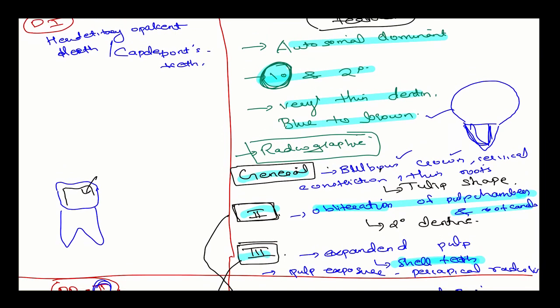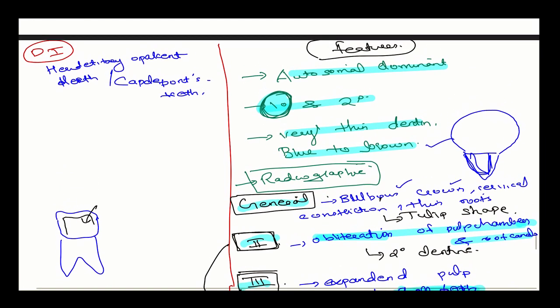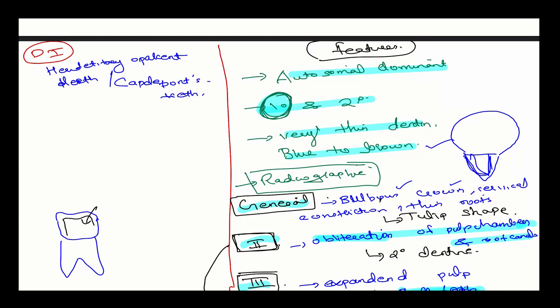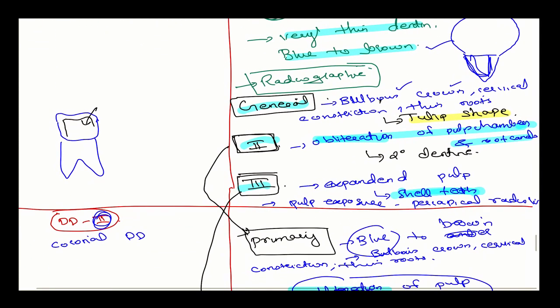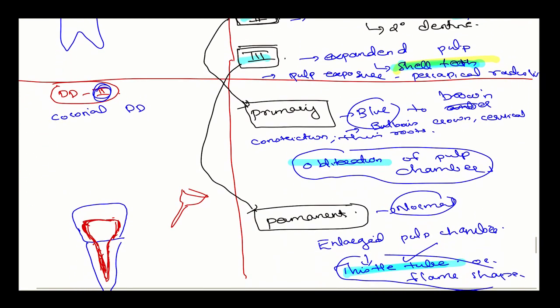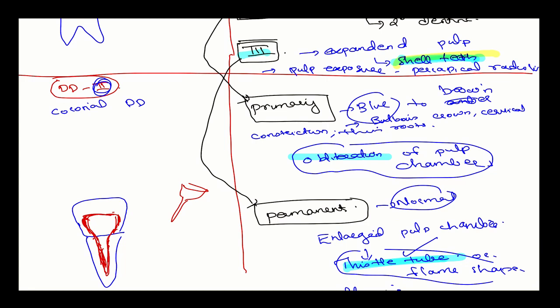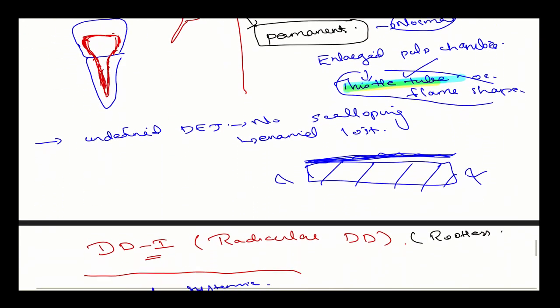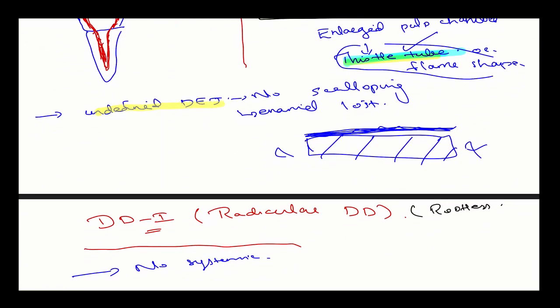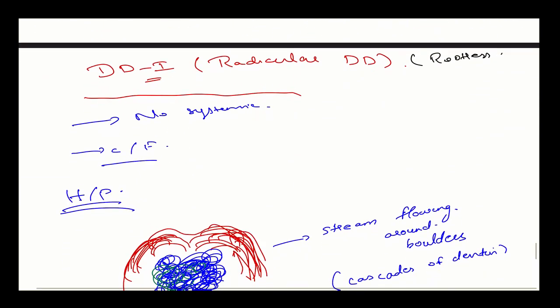Then coming to the features of dentinogenesis imperfecta and dentine dysplasia, the basic feature is the tulip appearance. Type 1 has obliteration and type 2 has shell teeth, whereas in dentine dysplasia type 2, it's primary and permanent teeth with obliteration and an enlarged pulp chamber with a thistle tube appearance. Then there is an undefined DEJ without scalloping. That's another feature you have to know.